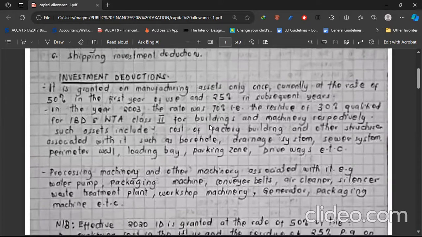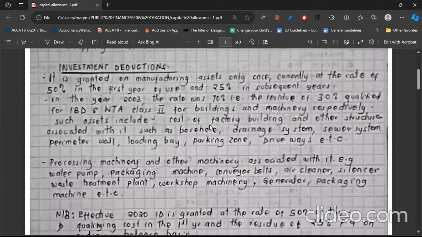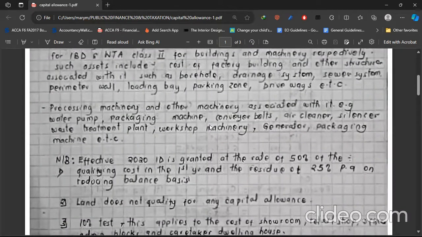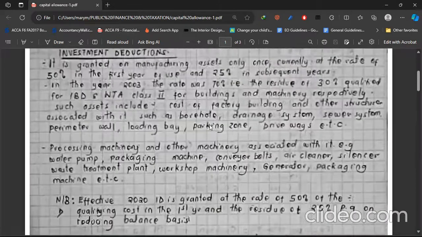Such assets normally include the cost of the factory building and other structures associated with it, such as a borehole, drainage system, sewerage system, perimeter walls, loading bay, parking zones, and then also the driveways. Then the processing machinery and other machineries associated with it, such as the water pump, packaging machines, conveyor belts, air cleaners, silencer, waste treatment plants, workshop machineries, generator, among other assets. And these are the assets which normally qualify for ID.